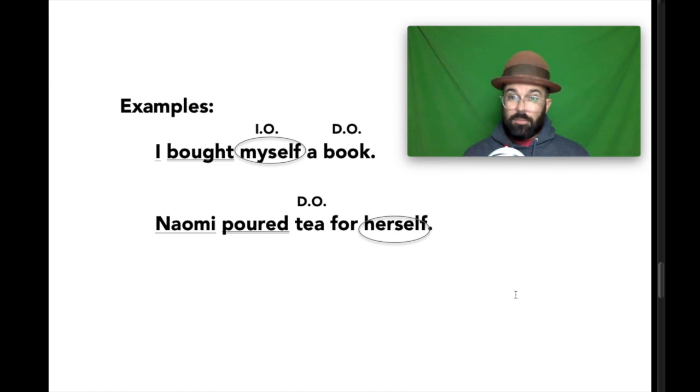Poured is the verb. What was poured? Tea. It was poured for herself. I didn't draw a line through it, but for herself is a prepositional phrase. For is a preposition. Herself is the object of that preposition, and herself, of course, refers back to Naomi. And so herself, once again, is in the object position. It is the object of the preposition for, and it is reflexive in that it refers back to the antecedent, which is Naomi. Naomi is also the subject, the antecedent. Got it? I hope so, because we're moving on.